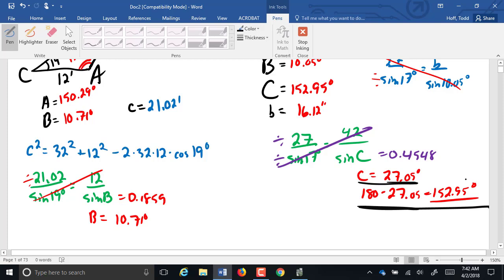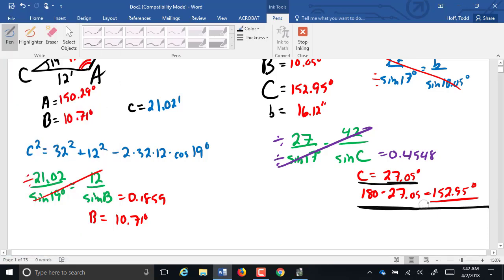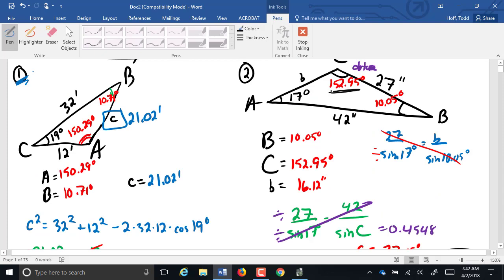So yeah, we did the inverse sine, we got 27.05. 180 minus that, yep, 152.95 is this one, right? Now to find this angle, you take 180 minus the 152.95 minus the 17, leaves only 10.05 degrees. So it's a very small angle.